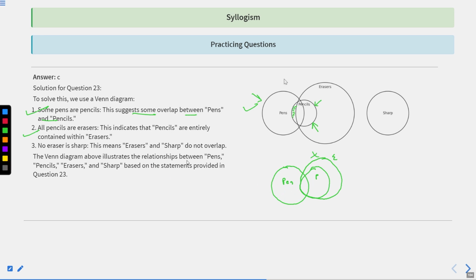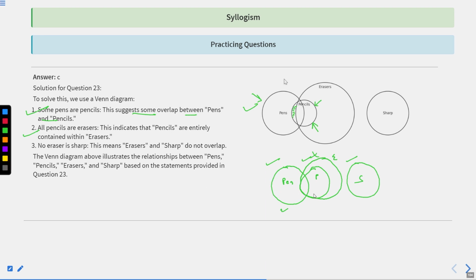Now, no eraser is sharp. This circle is representing eraser, and this circle is going to represent sharp. As you can see, this is the correct representation of the Venn diagram. It shows that some pens are pencils. All pencils are erasers. This statement is also correct. No eraser is sharp. This particular statement is also correct now.